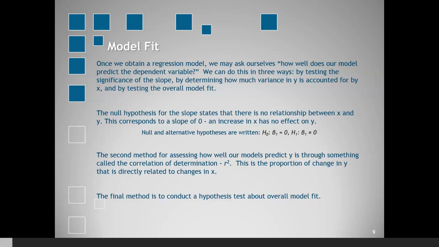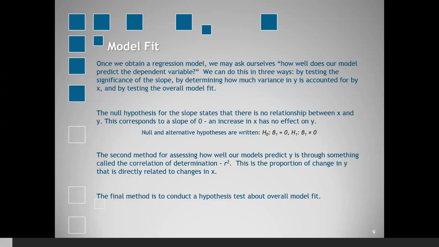The second method for assessing how well our model predicts the dependent variable is through something called the coefficient of determination, which we write as r squared. This is the proportion of change in y that is directly related to changes in x. This statistic ranges from 0 to 1, with a value of 1 indicating that all the change in y is due to x, and a value of 0 indicating that none of the change in y is due to x. That is, x does not affect y at all. The closer to 1 that r squared is, the better our model does at predicting the dependent variable. When there is only one predictor in the model, the coefficient of determination is actually equal to the squared Pearson correlation coefficient that we discussed earlier and in Module 1.